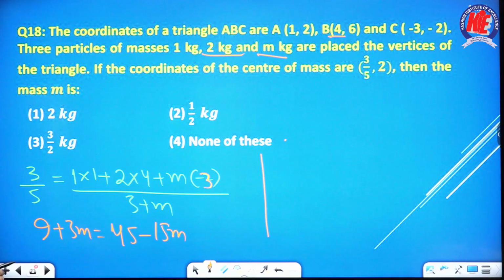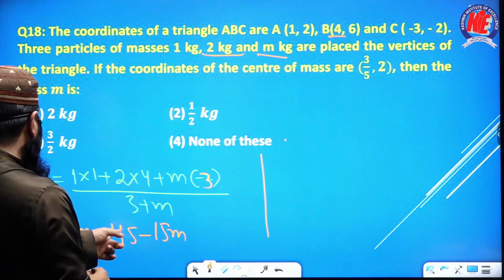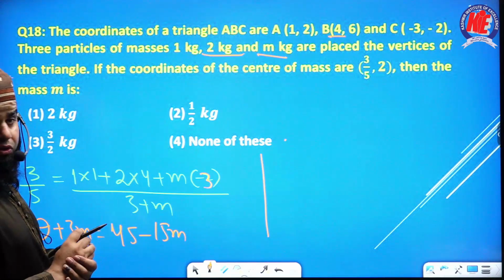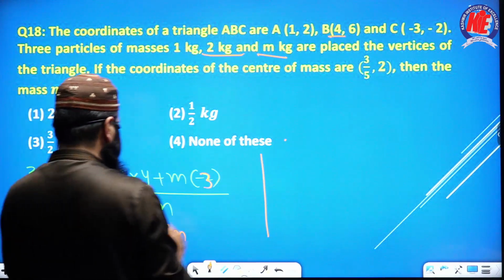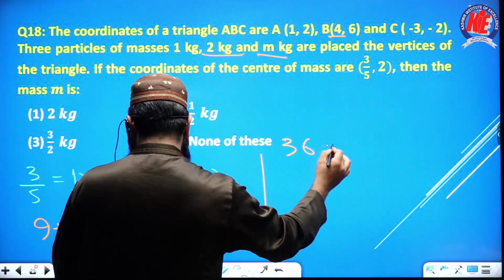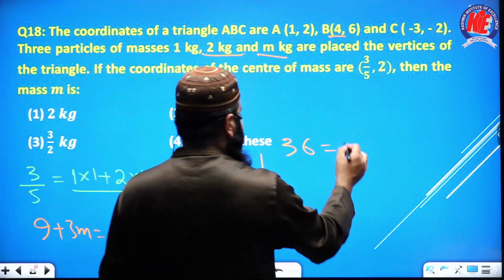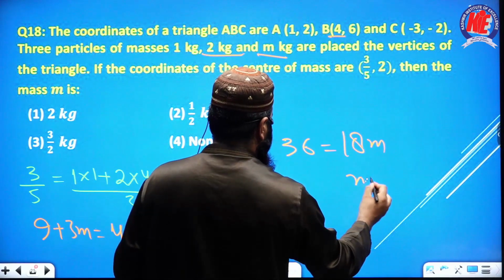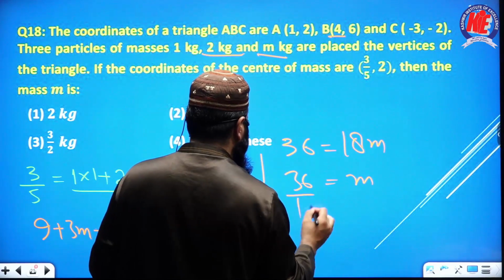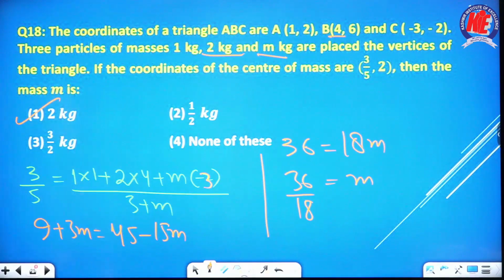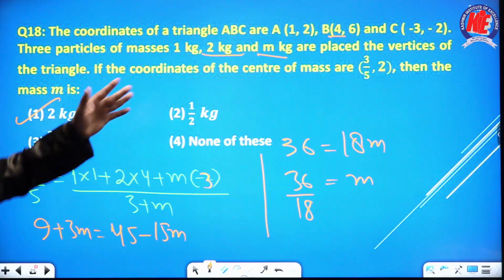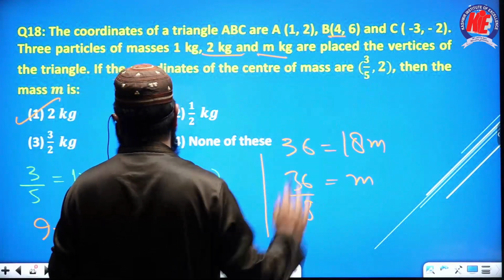चलिए बेटा अब फर्दर सिंपलीफाई करो, so 45 प्लस 9 को यहां पे लाओ, so what will be that? That will be the 36. And minus 15 को यहाँ पे लो, plus 15 plus 3, that's 18m. So m will be equal to 36 by 18, that's 2 kilogram should be the answer. You can solve the same by using the y coordinate, क्योंकि y coordinate भी आपको दिया गया है.